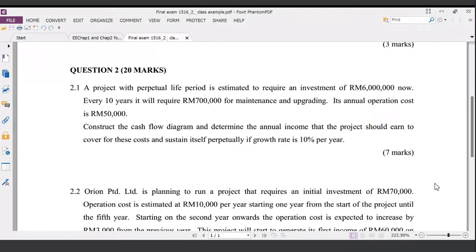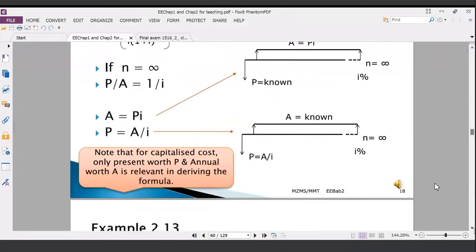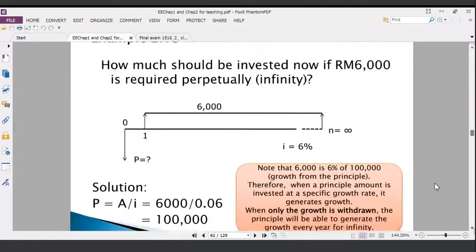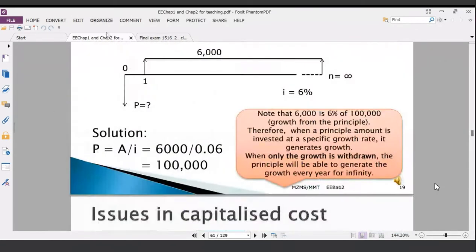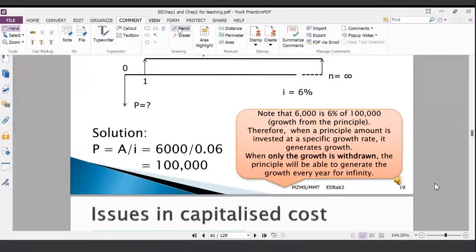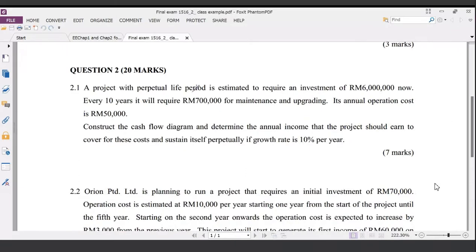Alright, so every 10 years it will require 700,000. So every 10 years maknanya setiap 10 tahun. Okay. So dia dah ada P kat sini tadi kan? So P note kamu ni berapa? 6 million eh? 6 million. So every 10 years, okay, dia require 700,000.